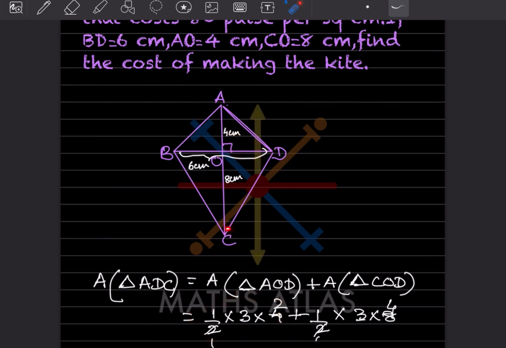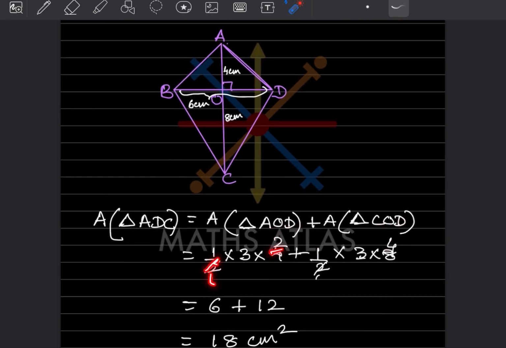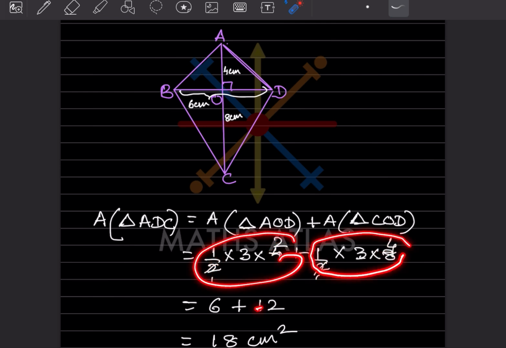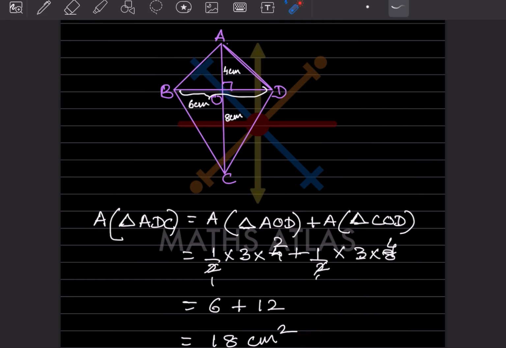And again for this one, the base is 3 and the height is 8. So this is AOD plus COD. Now 2 ones are 2, 2 fours are 8, so this part is going to be 6 and this is going to be 12. So this will be 18. Same thing, the total is 18, so this also should be 18.